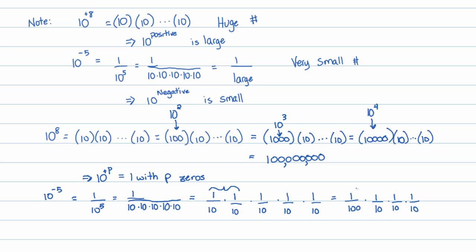1 over 100, by the way, as a decimal is 0.01. Okay. And now I'm going to go ahead and multiply that by 1/10. So we have 1/100th times 1/10 becomes 1/1000th. And I still have 2 more of those 1/10ths multiplying.